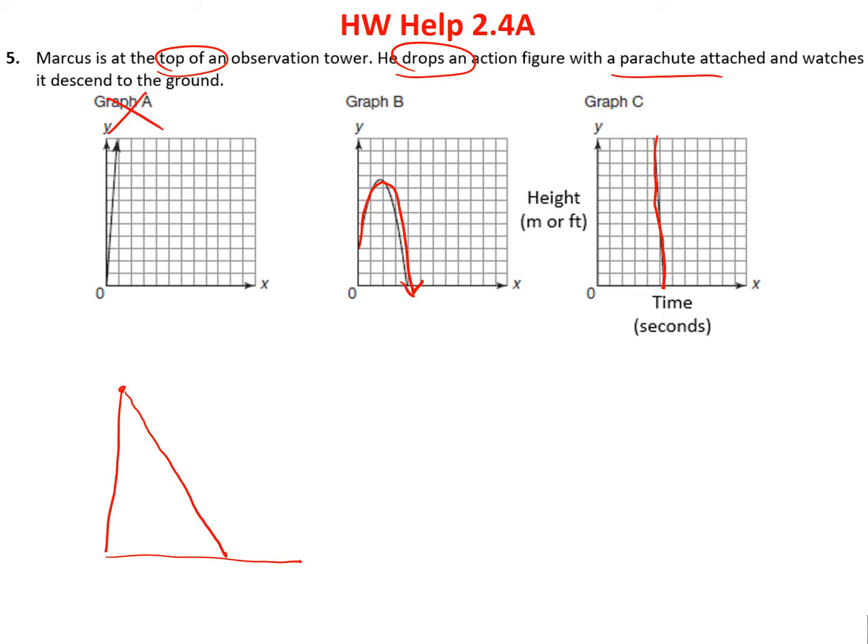I would say B is possible if you added that he tossed it up first and then it dropped. You could see where B might be the answer, but given what we have, we're going to have to go with C as the only logical one because it doesn't tell us that he tossed it up.